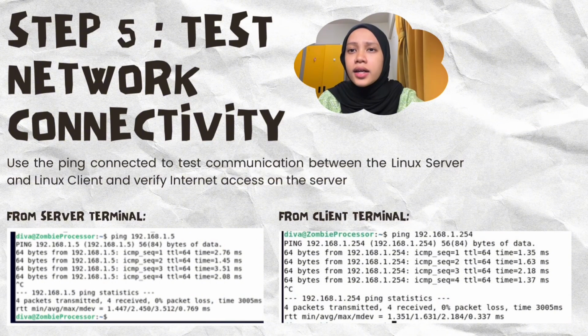4 packets are transmitted and received with 0 packet loss, confirming the server can reach the client over the internal network. And then from the client terminal, I did the same in reverse, pinging the server IP address, which is 192.168.1.254. All the 4 packets came through with 0 packet loss, confirming communication between both machines.